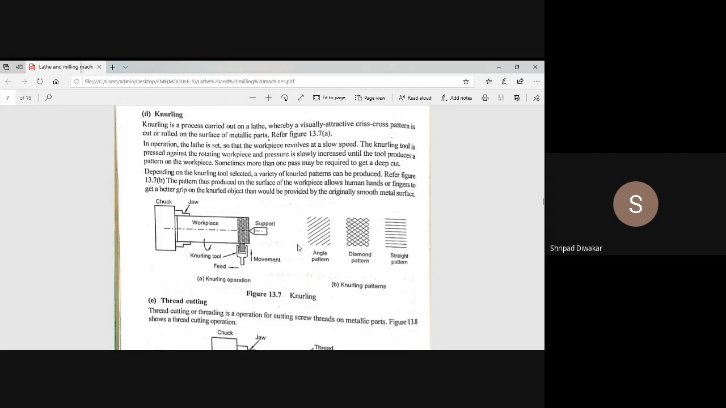This knurling operation is exactly similar to our plain turning. In plain turning, the turning tool is used, but in the knurling operation, a knurling tool is used, which is fixed inside the tool post. Remember, only the tool is changed. For all the operations, we are using different cutting tools.